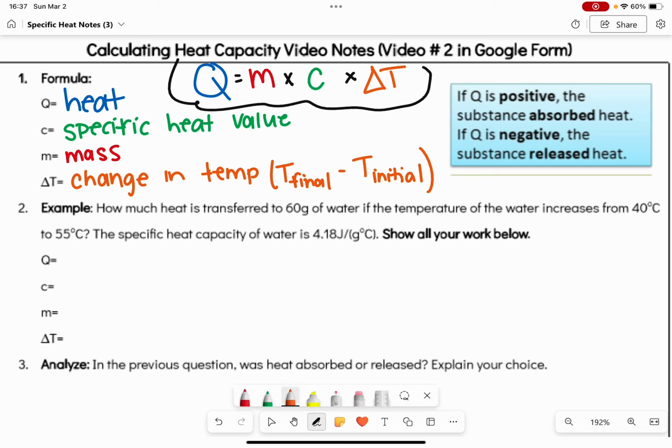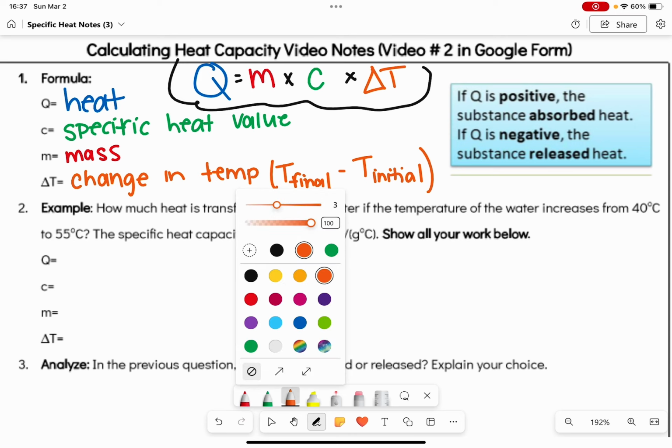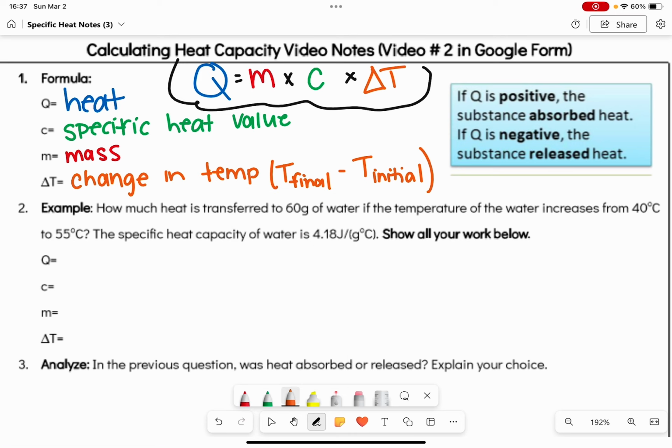So the question is, how much heat is transferred to 60 grams of water if the temperature of the water increases from 40 degrees Celsius to 55 degrees Celsius. The specific heat capacity of water is 4.18 joules per gram degrees Celsius. Show all of your work below.